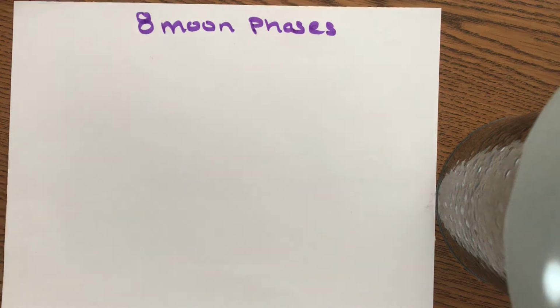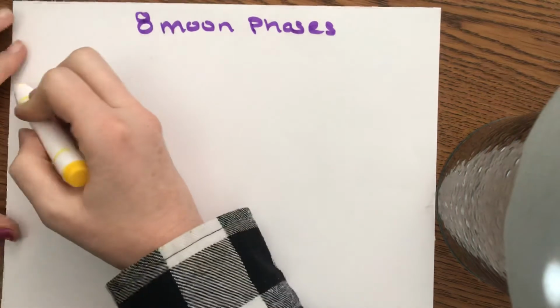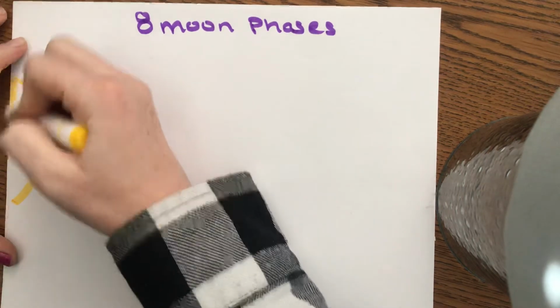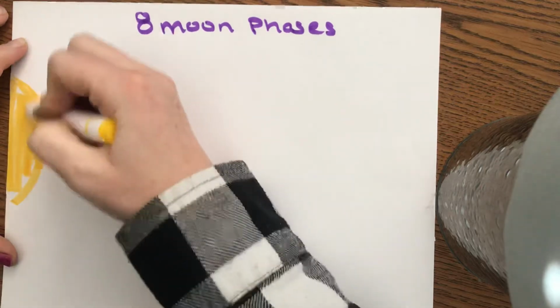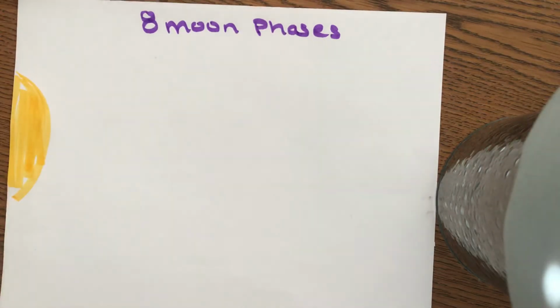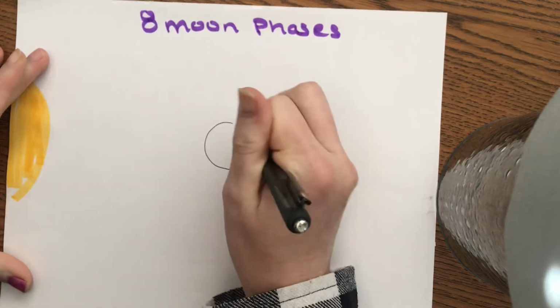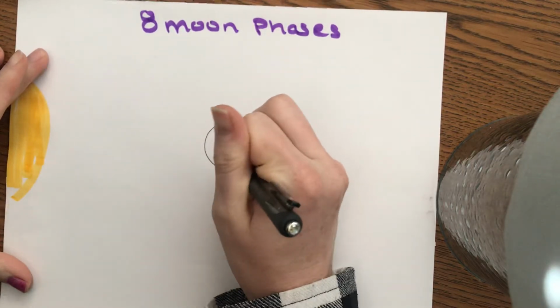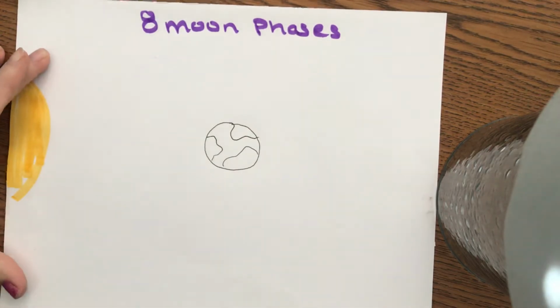Okay, today we're learning about the 8 moon phases. Now before we can start drawing the moon, we have to first have our sun. So I'm going to go ahead and put our sun over here in the corner. And then of course to have the moon, we also have to have the earth. So we are going to draw the earth right here in the center. So here's the earth with its land masses.